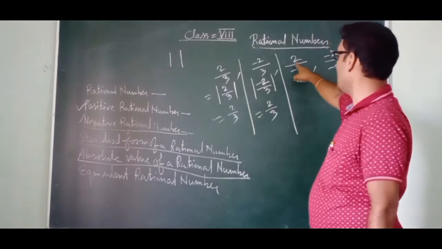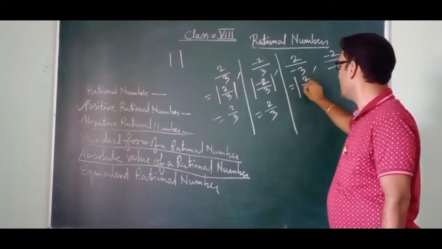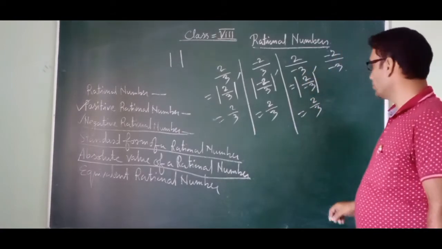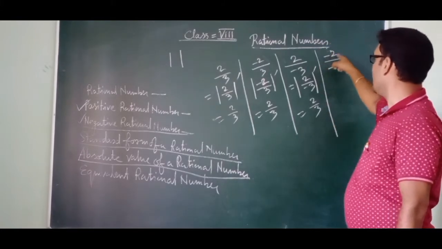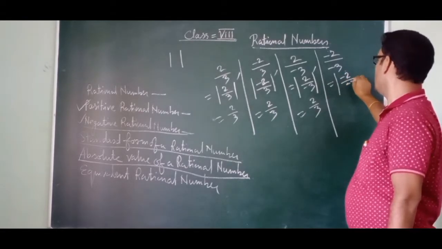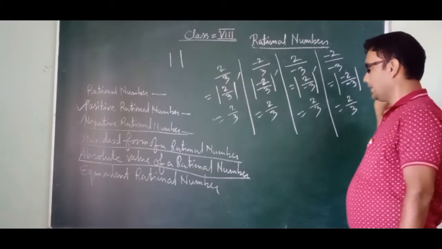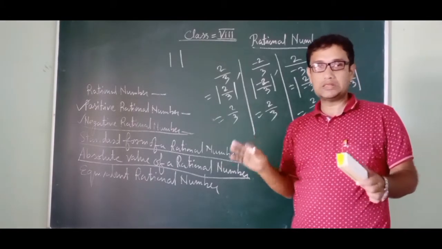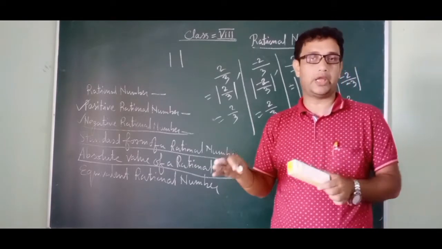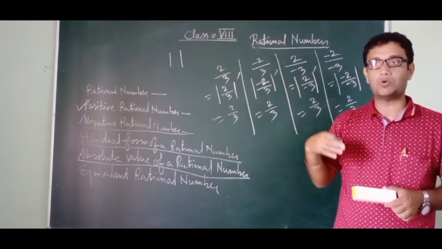And next, here 2 by minus 3. When you write 2 by minus 3 inside the absolute symbol, its value will become 2 by 3, that is positive. And now this one, where both are negative: when you write it inside the absolute symbol and then remove the absolute symbol, it will come out as 2 by 3. Means what? Inside the absolute symbol, whether the rational number is positive or negative, no matter. When you remove the absolute symbol, all the results will come out positive.